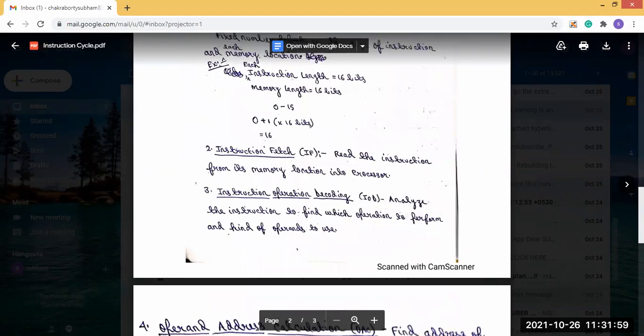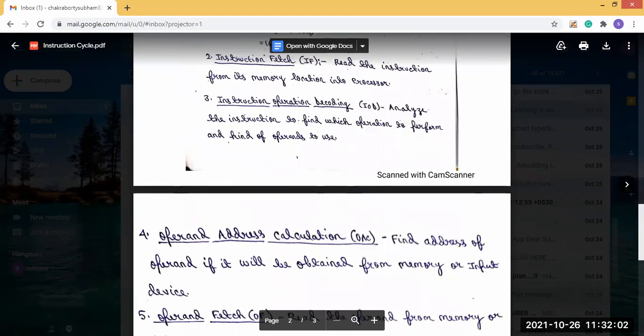The next is the operand's address calculation. So what is the operand's address calculation? We have to find the address of the operand if it will be obtained from memory or an input device. If the operand is stored in the memory or input device, then only we have to find the address of the operand. So this is the operand's address calculation.